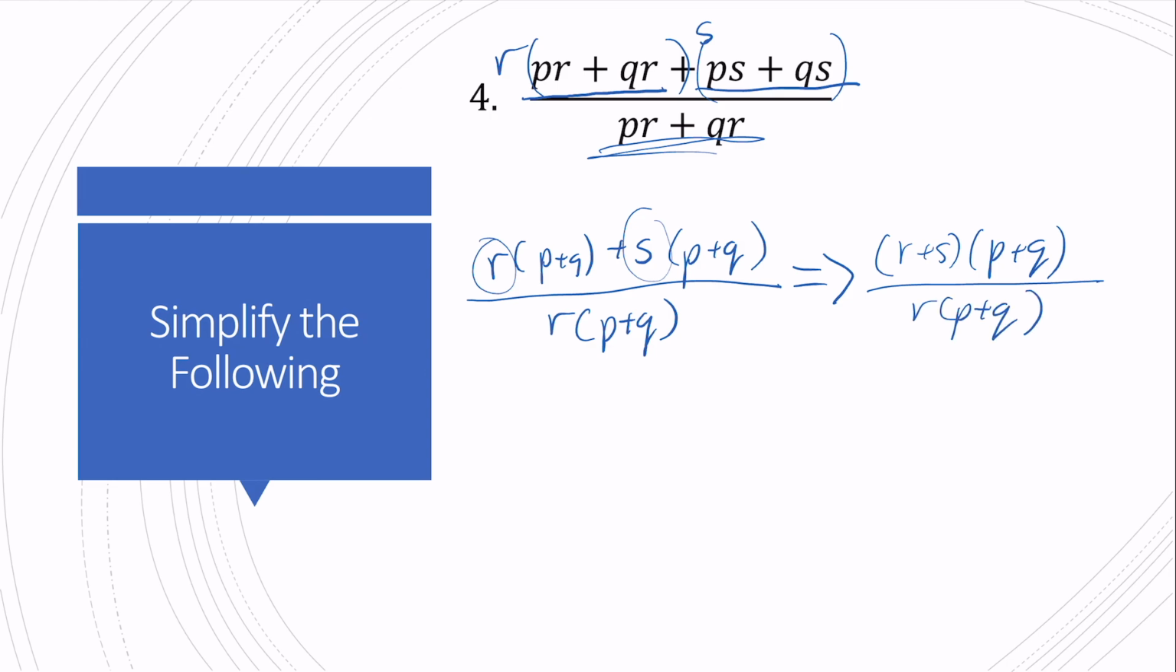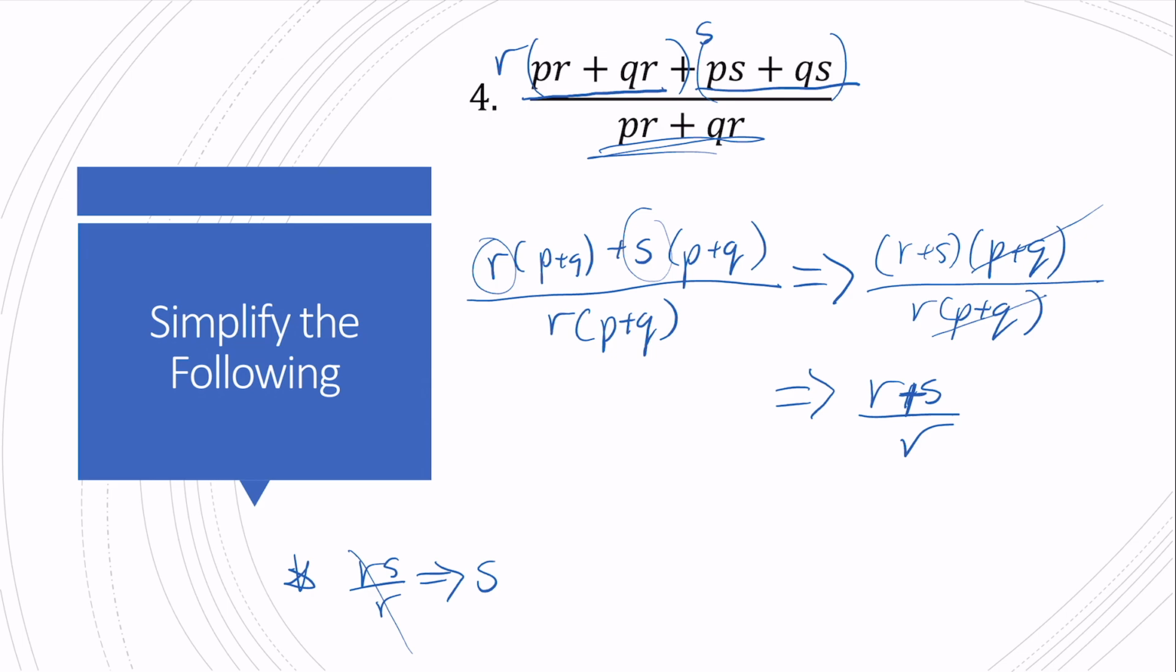And we see that our greatest common factor is p plus q. Those are going to cancel. I'm left with r plus s over r. And I can't just cancel out those r's because r and s aren't being multiplied together, right? If I had rs over r, then this would totally simplify to just be s. Because they're being added, we can't do that.